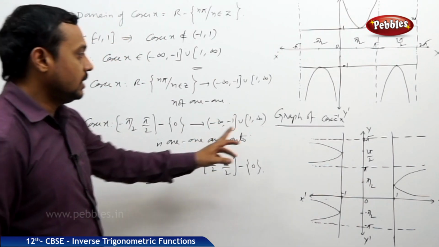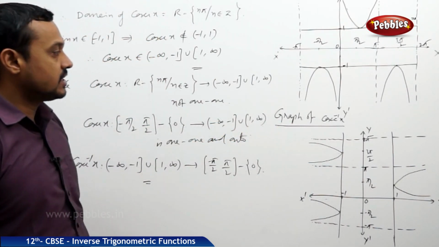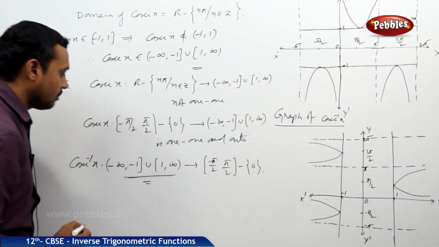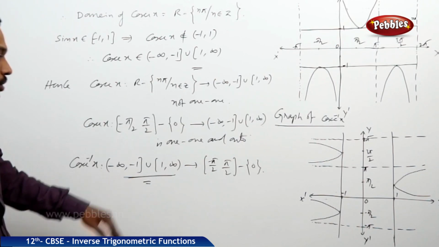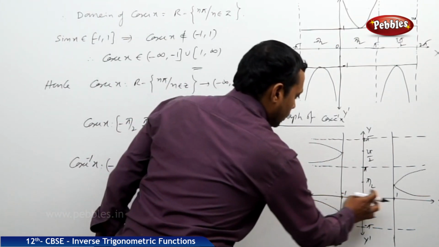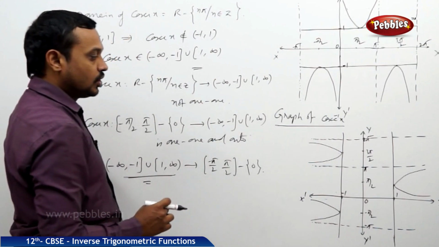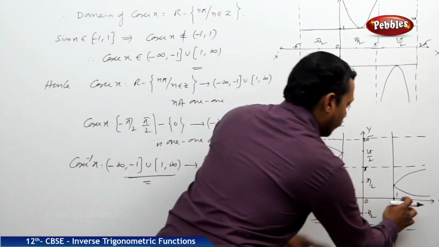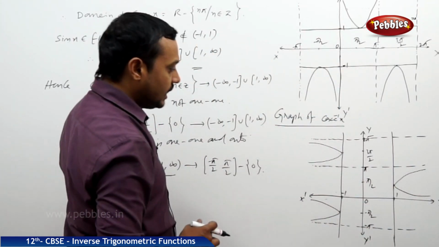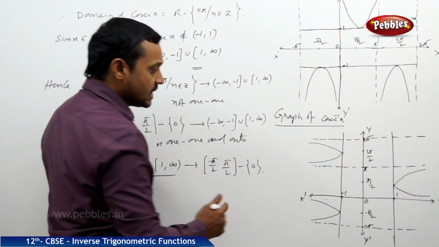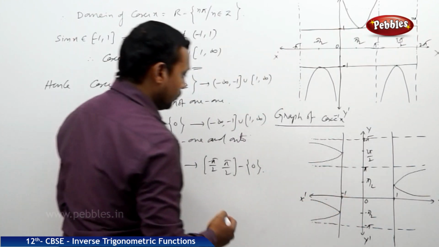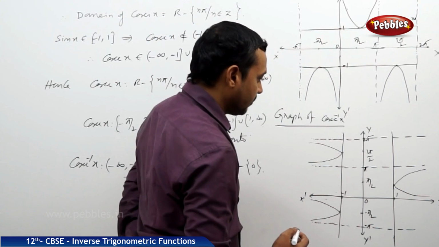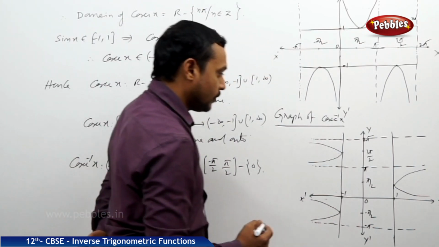Now, let us see the graph of cosecant inverse x. You know, in cosecant inverse x, the domain is minus infinity to minus 1 union 1 to infinity, so there is no graph between minus 1 and 1. We have to take the values from minus infinity to minus 1 and 1 to infinity. So in those intervals, if we take the interval minus pi by 2 to pi by 2, let us check the graph.